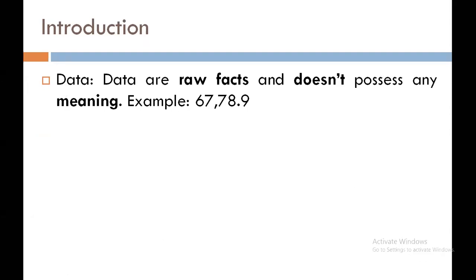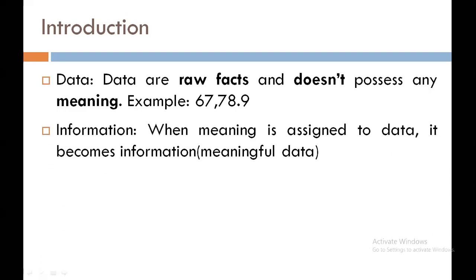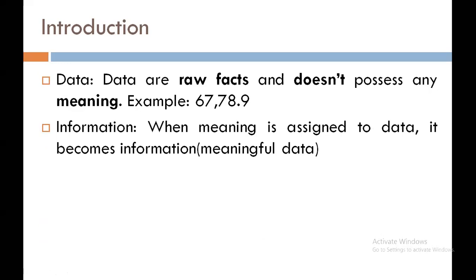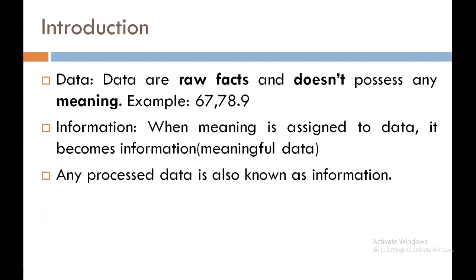Now, what is data? Data means raw facts and it does not have any meaning. For example, any numbers like 10, 67, 78.9, ABC, these all have no meaning, so it is called data. Now, the next term is information. When any meaning is assigned to data, it becomes information. In short, meaningful data is called information. Processed data is also known as information.